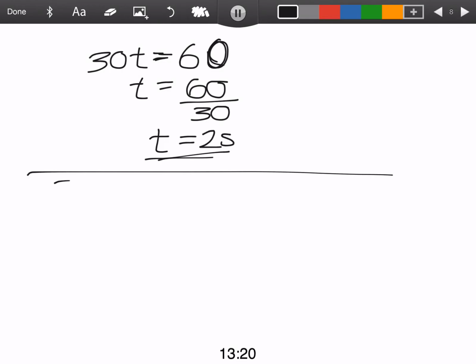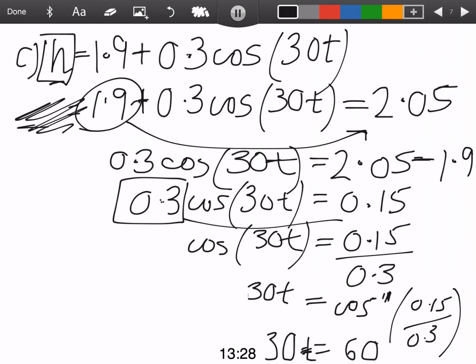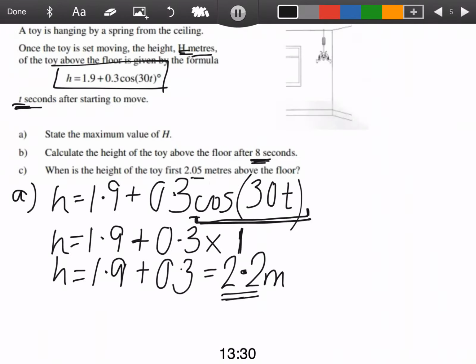Okay? Now, that is that question finished. However, okay, I'm going to just go back and show you it. The question says, part C, when is the height of the toy first 2.05 above the floor? Okay, that's it, it's at 2 seconds. This is a bouncing toy, right? A bouncing toy goes up, down.